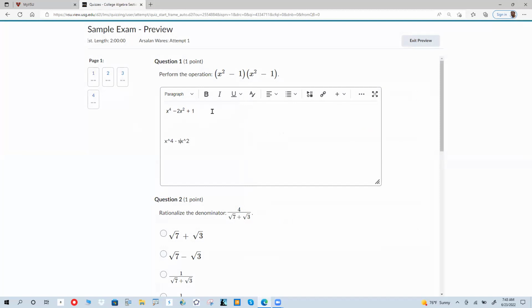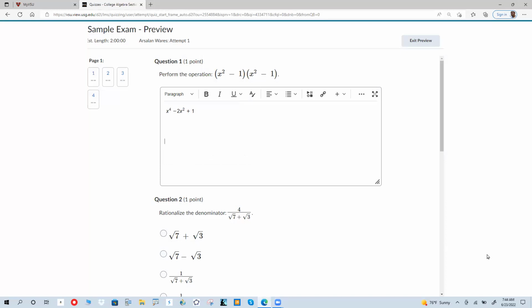Now, technically, what I'm typing is correct. I'll give you half of 1 point. The correct answer will earn you 1 point, and writing x to the power 4 with caret signs will earn you half of those points if your answer is correct. Let me show you a couple of other things you can do.